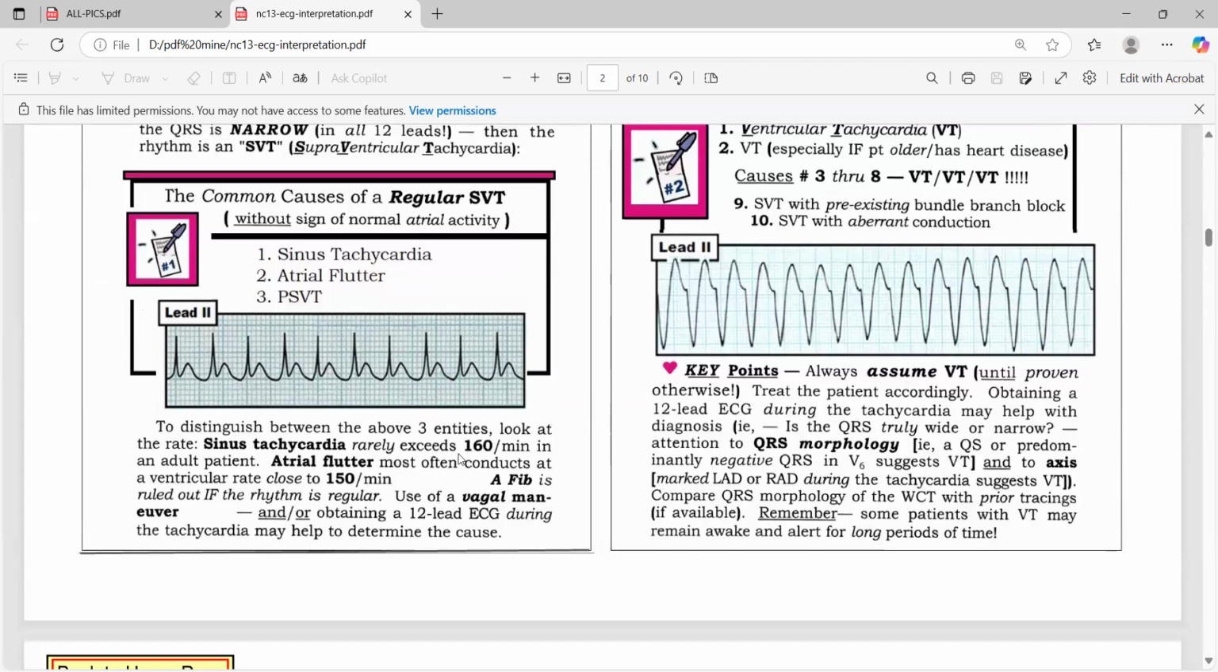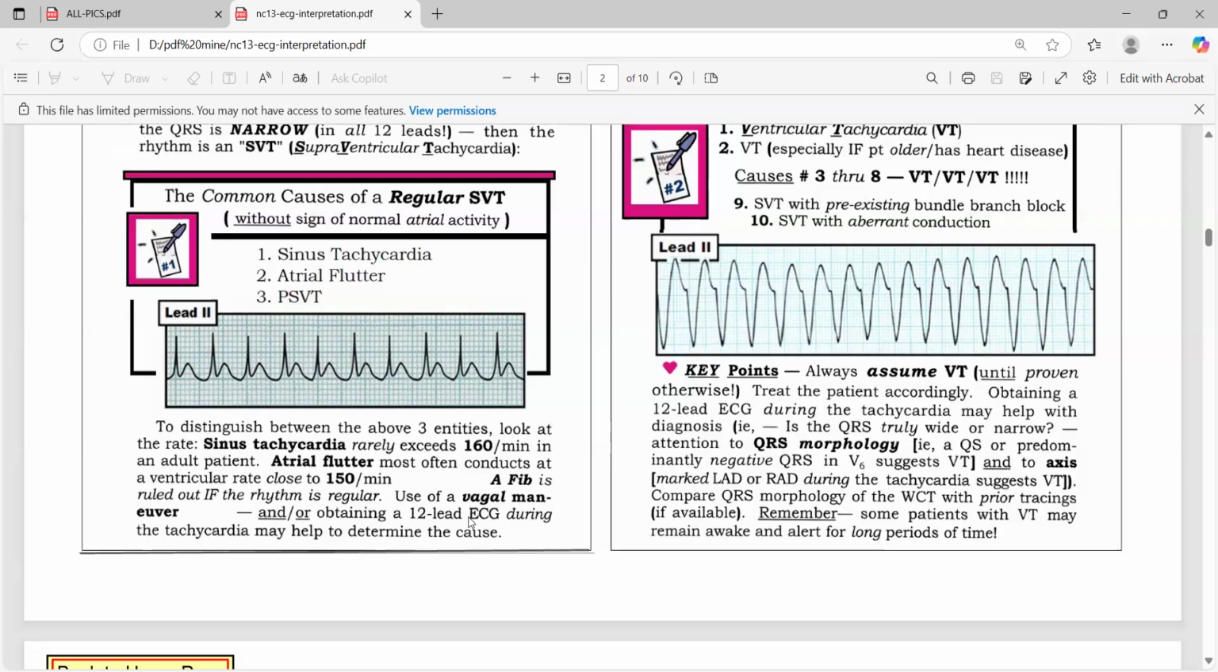Atrial fibrillation is ruled out by checking whether the rhythm is regular or irregular, mainly by checking how many boxes are present between one R wave and another. So if this one has 1.5 boxes, then there should be 1.5 boxes in the next one, and then 1.5 boxes in the next one. But in atrial fibrillation, there is irregularity going on.